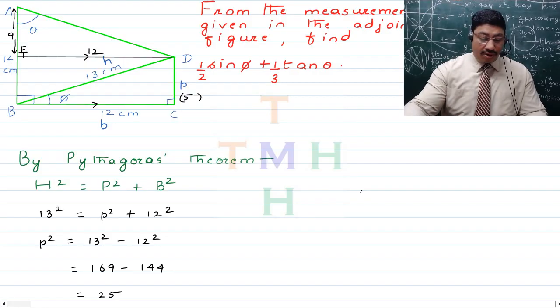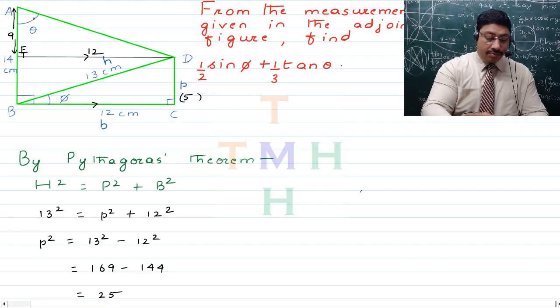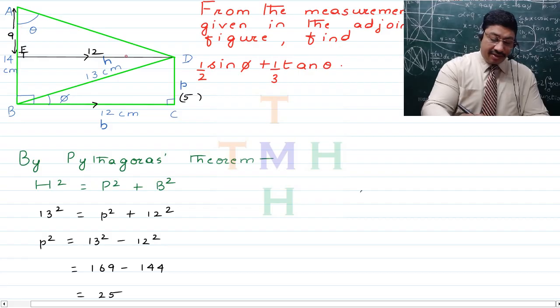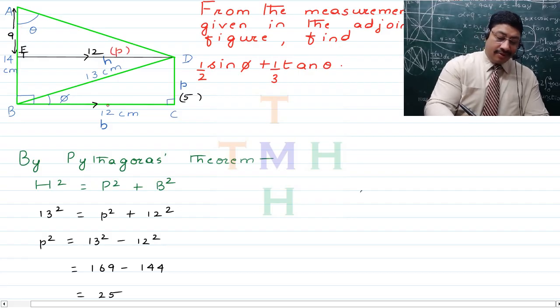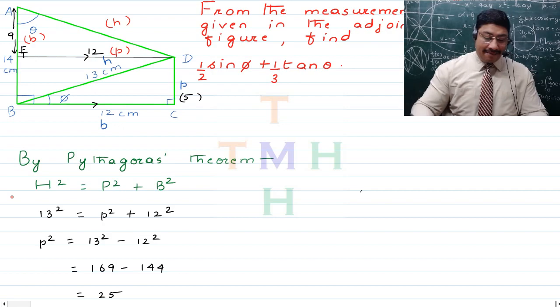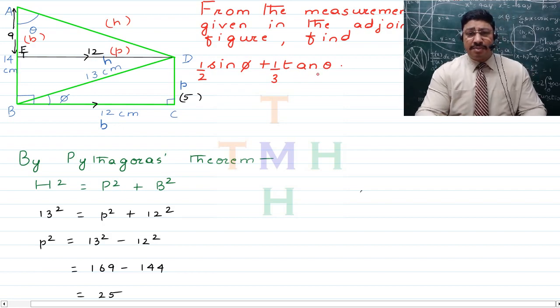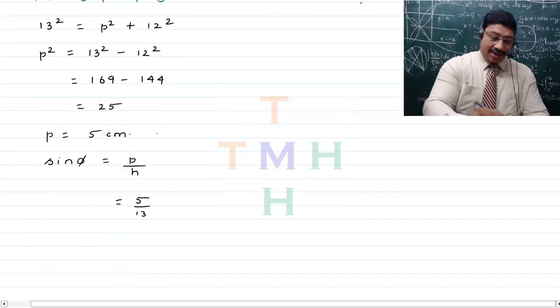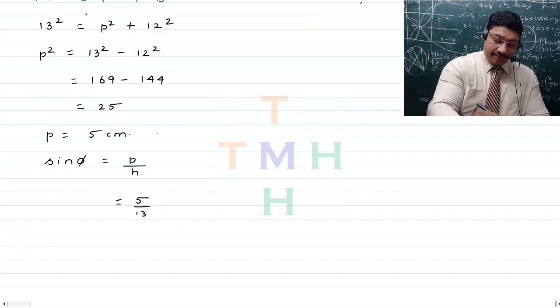So we can talk about this side, which is in front of theta, will be the perpendicular, right? And this side, which is opposite to 90, will be the hypotenuse, and the third side will become the base, that is A. And since in tan theta we require perpendicular upon base, as such it will be 12 upon 9, right?